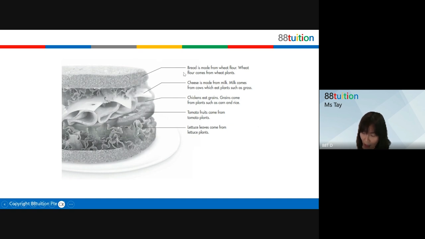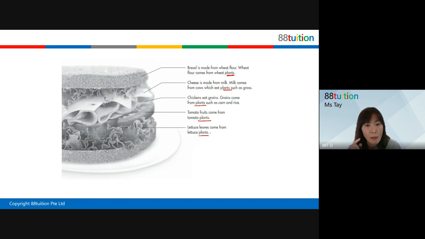So let's look at each part of the sandwich, the ingredients. The bread is actually made from wheat flour. So wheat flour comes from plants. So I underline, these are plants. Cheese is made from milk. Milk comes from cows. Cows actually need to eat plants, right? Like grass, in order to stay alive, in order to be able to carry out processes in life, like even producing milk. So plants again. Chickens eat grains. Grains are actually the corn or the rice, so they are also plants. Tomato fruits come from the tomato plants. Lettuce leaf definitely comes from plants.